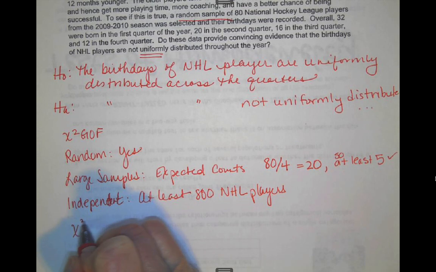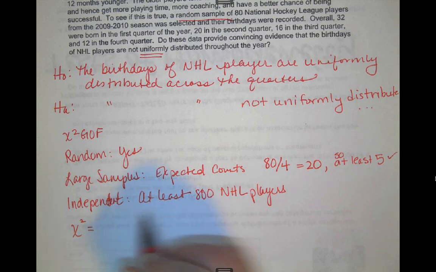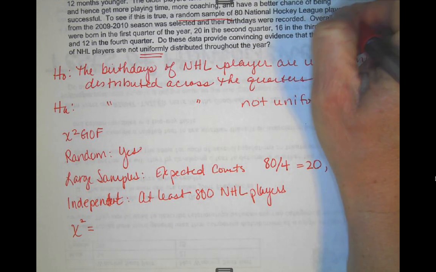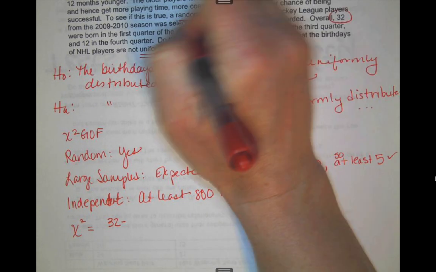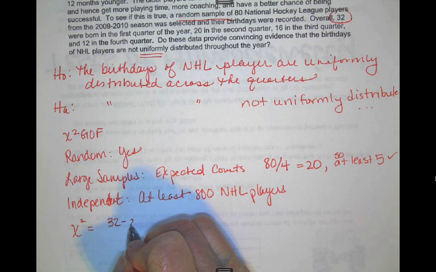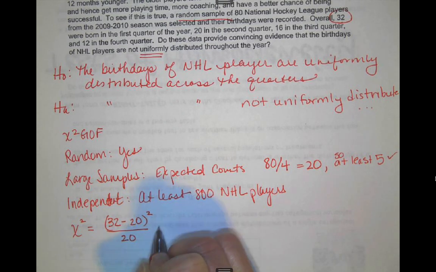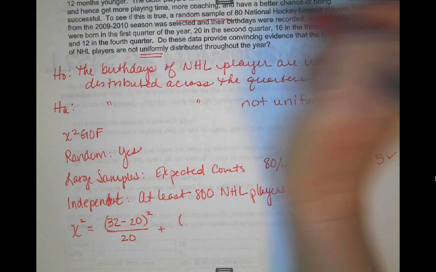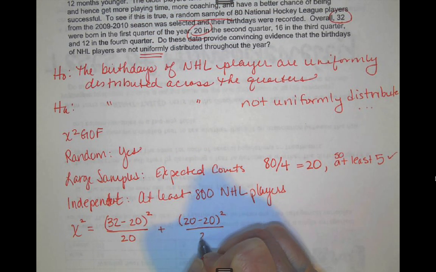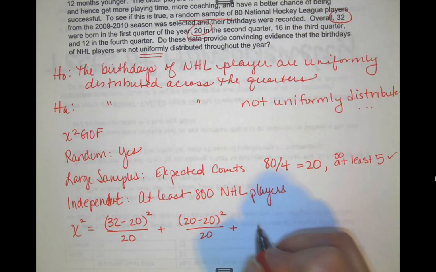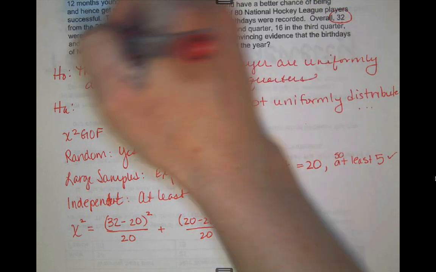All right, when we do our test statistic, so again, we're adding up several things here, but it's always the observed minus the expected. So the observed for the first quarter is that 32. So it's the 32 minus the expected. So again, my expected was 20. It would be squared over the expected. And then I would have the second one. So it's 20 minus the 20 squared all over the 20. And then I'd have my third one. And then I would have my fourth one.